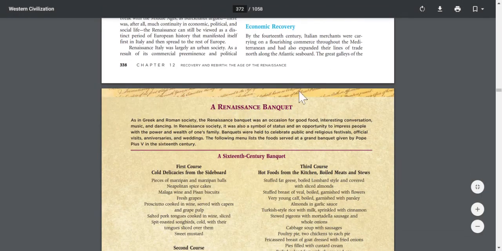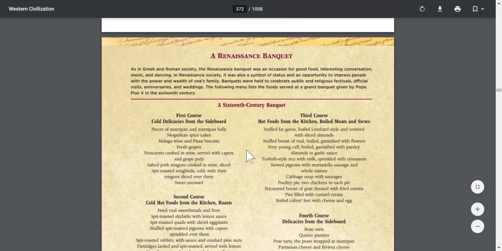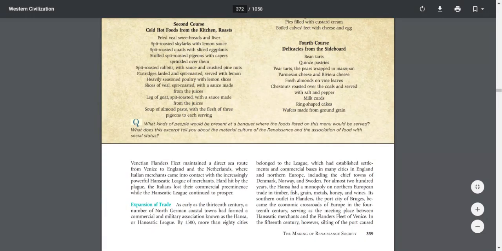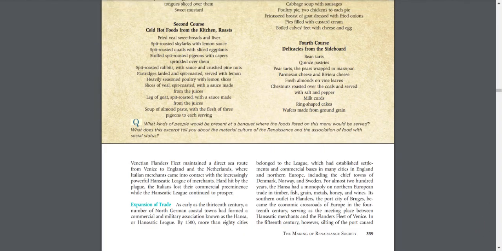So I kind of scroll through. I see a banquet. I might read this, but again, for you guys, I'd probably skip, for the next week, anything that's in this brown. And I look, and I don't see anything. Oh, look, expansion of trade. That's a P3. The P1 is the making of a Renaissance society. The first P2 is economic recovery, and the first P3 is economic expansion.